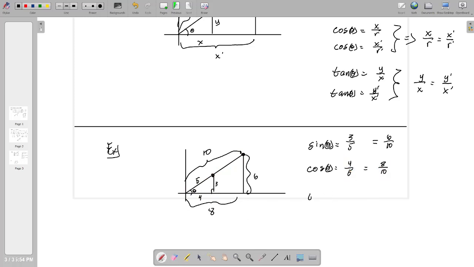And of course, tangent will also yield a similar result. We would have 3 divided by 4, or 6 divided by 8. This should make sense, again, because the angle is not changing. So this ratio should be the same. It doesn't actually change. It's exactly one number, no matter which numbers we choose to use.